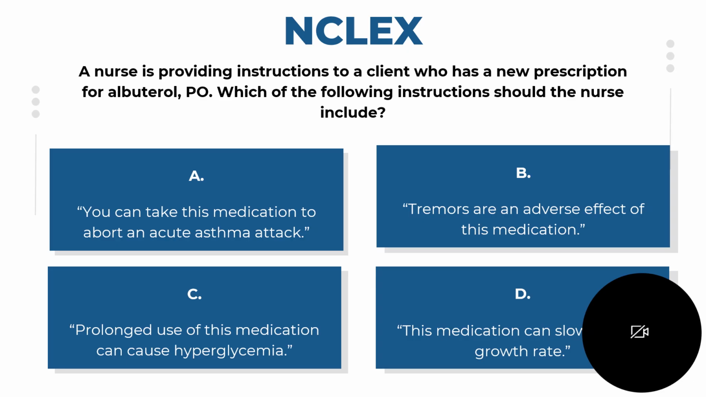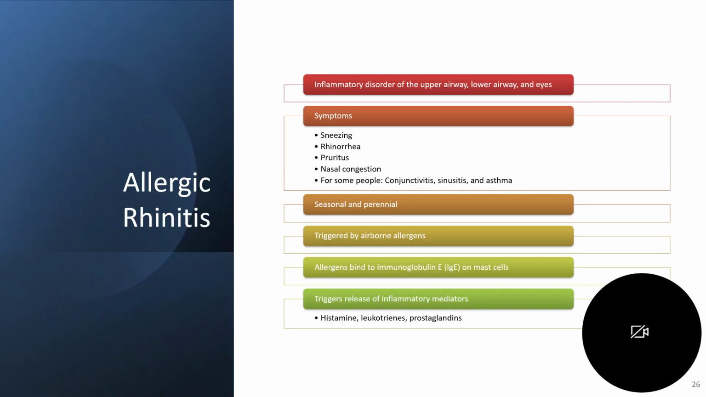A nurse is providing instructions to a client who has a new prescription for albuterol PO. Which of the following instructions should the nurse include? So B, tremors are an adverse effect of this medication. That's correct. I already knew this was going to be an issue. I think this was just tricky. Like, what the heck does abort mean? But yeah, it is used to treat an asthma attack. If that's what you were saying, I'm with you. Okay. Yep. We like tricks.